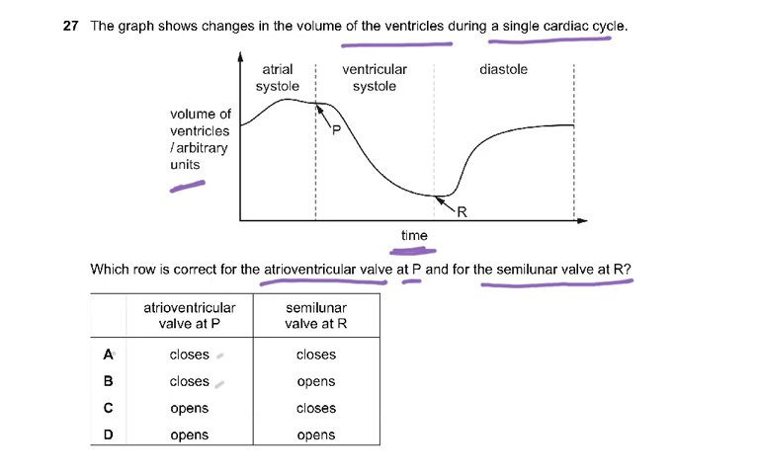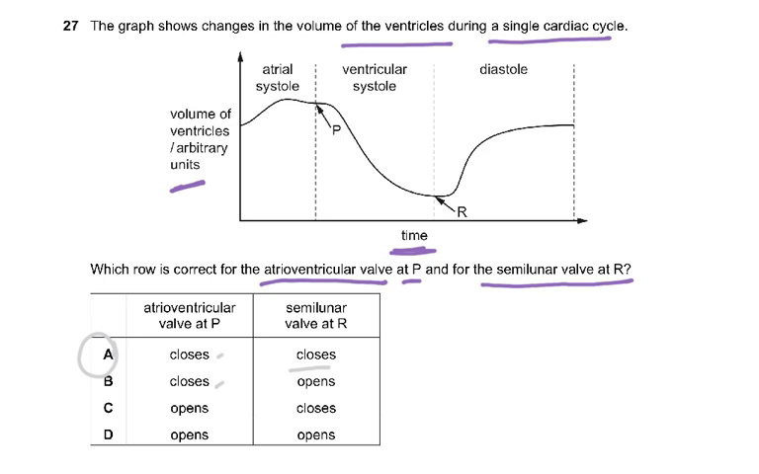Now, in the semilunar valve at R, what is happening? Ventricular systole has taken place, the ventricles are now empty, and diastole is going to start, which means the relaxation is going to start. So, the semilunar valve at R will also be closed. That is why the answer is A, because they'll both be closed.